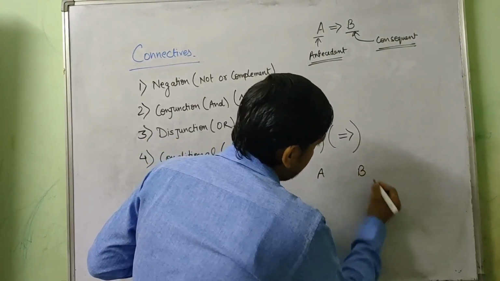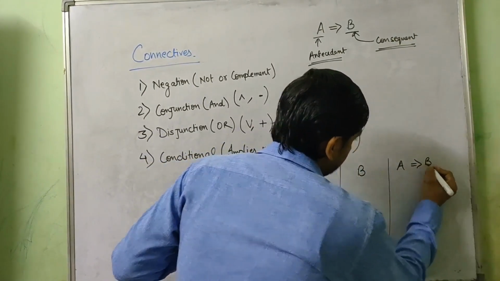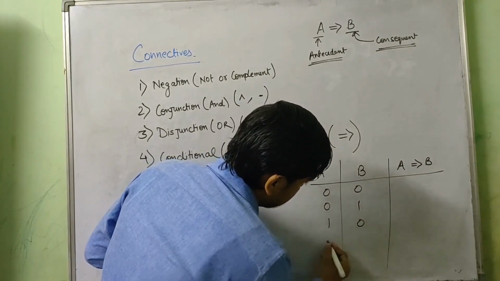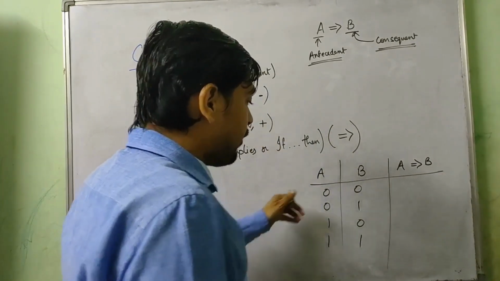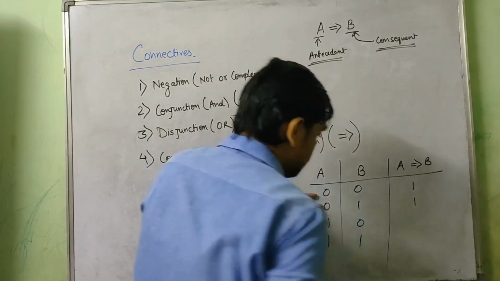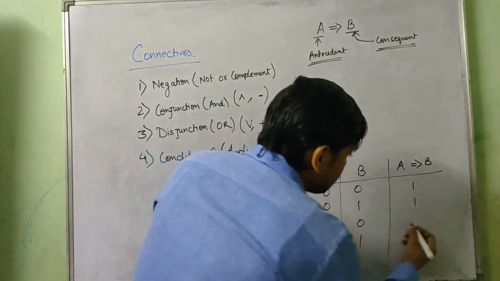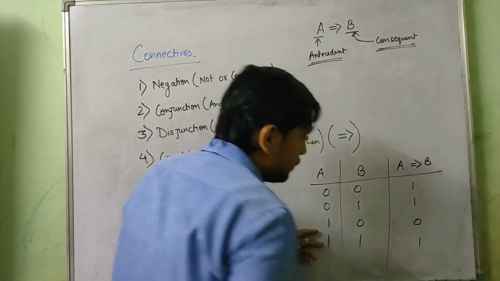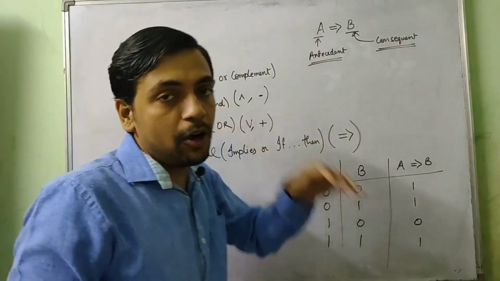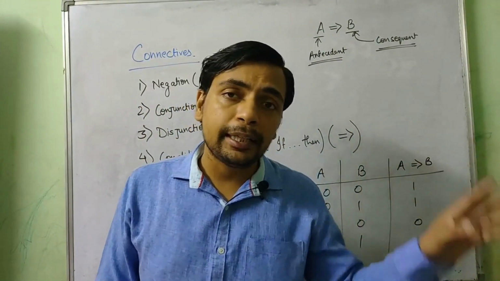For example, A and B propositions are there, and the A implies B connective is used there. So the four possible combinations are these. Now I told you, if the antecedent is false, it doesn't matter whether the consequent is true or false, the result will be true. But if the antecedent is true and the consequent is false, that is the only case where it will be false, otherwise it will be true. So the only case where a conditional operation will give you a false result is when the antecedent is true and the consequent is false.